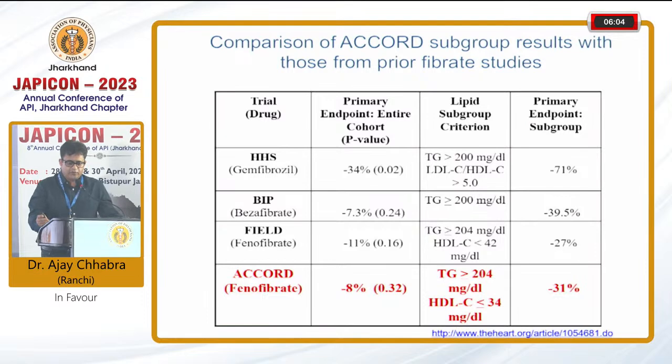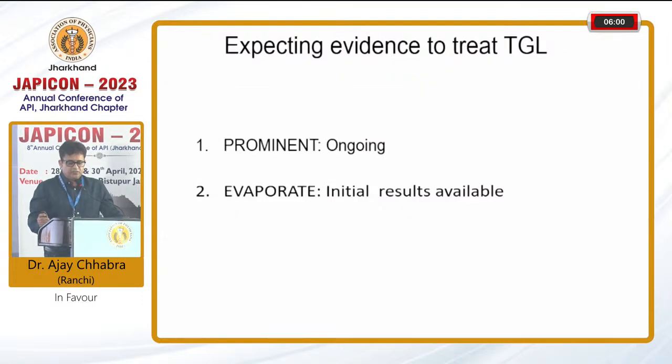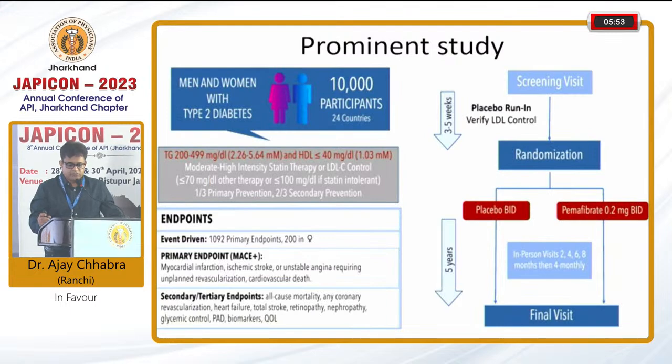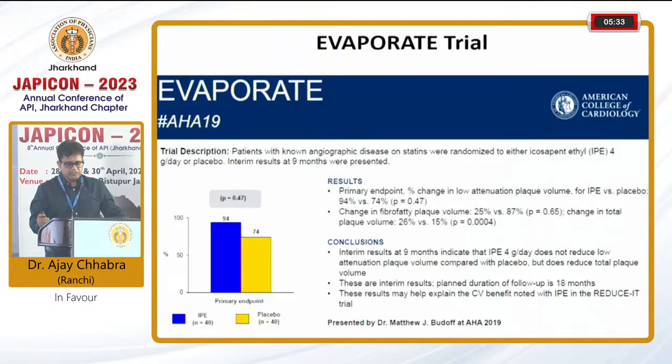This is a comparison of ACCORD subgroup results with those from prior fibrate studies. Now, expecting evidence to treat TGL, we have 2 important trials. One is PROMINENT, the other is the EVAPORATE trial. PROMINENT is one very important trial, and it has 10,000 participants from 24 countries divided into 2 groups. One group is receiving placebo, the other is on pemafibrate 0.2 milligram BD. And we will have the results after 5 years, and this will give conclusive evidence whether we should aggressively treat triglyceride from the very beginning of the disease.